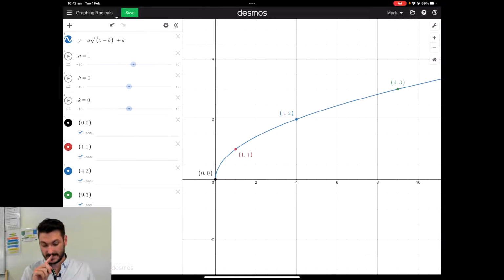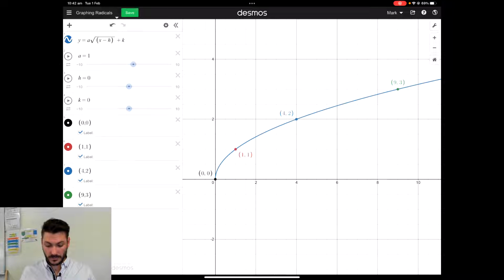Now I just want you to identify that the following points are on this graph. We have 0, 0, because of course the square root of 0 is 0. We have 1, 1, because the square root of 1 is 1. We have 4, 2, because the square root of 4 is 2. And 9, 3, because the square root of 9 is 3, and so on. We could keep doing it for all the square numbers.